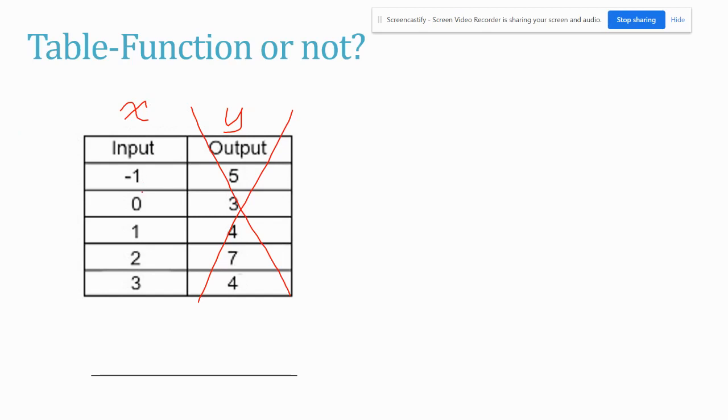So we have -1, 0, 1, 2, 3. None of these numbers repeat. Remember, -1 and +1 are two different numbers, so these do not repeat. So that makes this a function.